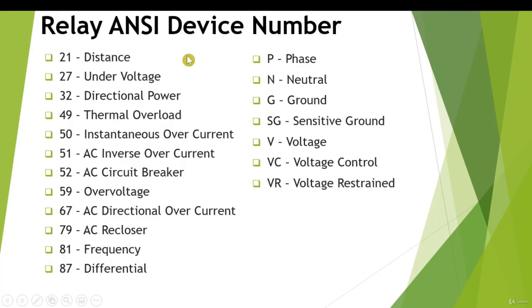So this slide shows you the relay ANSI number which is used globally for various make and manufacturers of the relay. Here the term P is used for phase, N for neutral, G for ground, SG for sensitive ground.